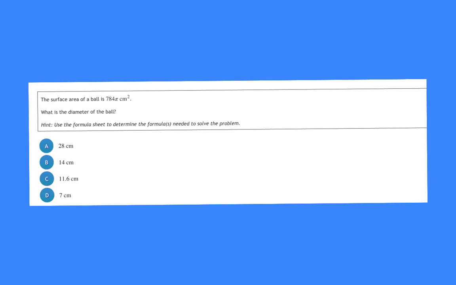Okay, on this one it says the surface area of a ball is 784 pi. What's the diameter of the ball? Well, we're going to use the formula for surface area of a sphere because a ball is a sphere, and it tells us that the surface area equals 4 pi r squared.